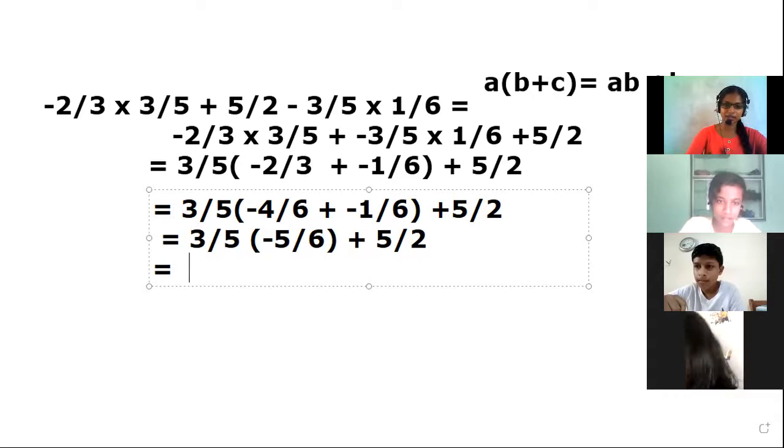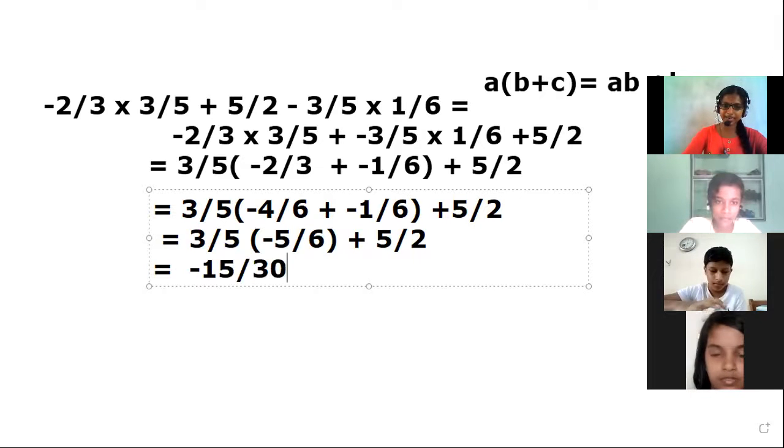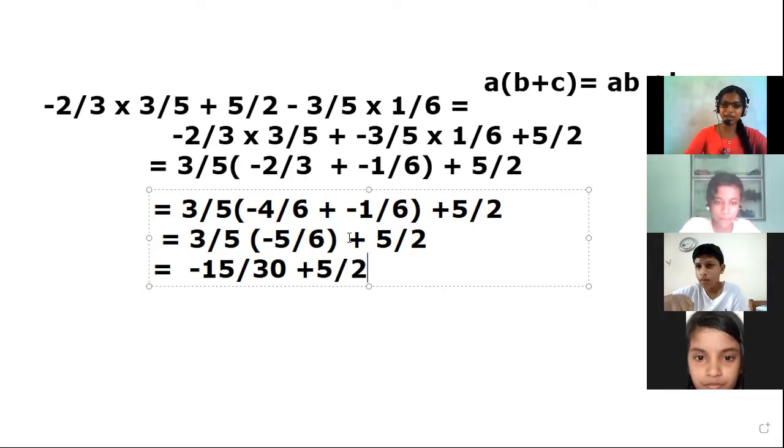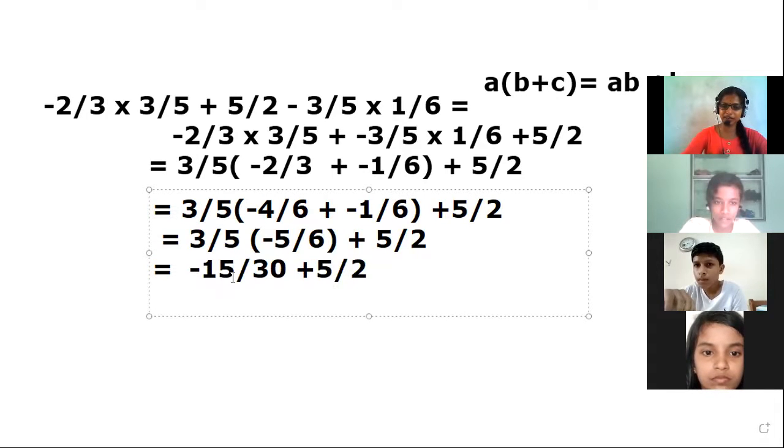What is its product? Numerators are 3 and minus 5, so it is minus 15. The numerator would be minus 15 and the denominator should be 30, that is the product of 5 and 6. Is it? Yes. Then we have to add this 5 by 2 along with them. And we can change this minus 15 by 30 as minus 1 by 2.